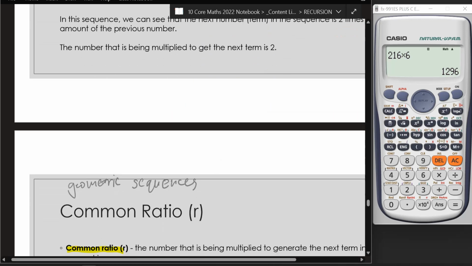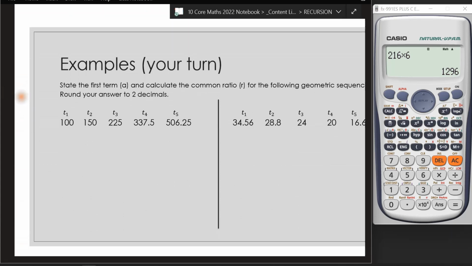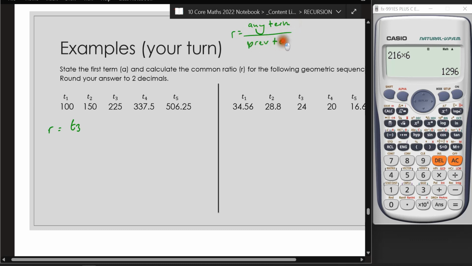For these questions, remember, just use that formula, any term divided by the previous term, to find that common ratio. So let's go with T3 for this one. Actually, let me put up here the formula: any term divided by the previous. I'm just using that formula. So I might go T3 divided by T2. In this case, that would be 225 divided by 150.